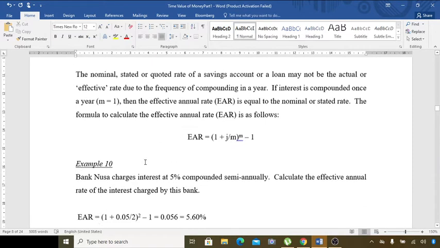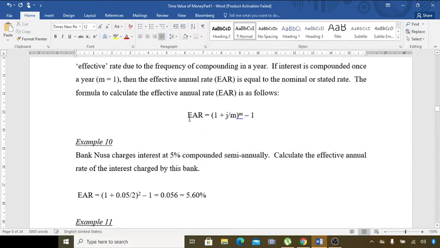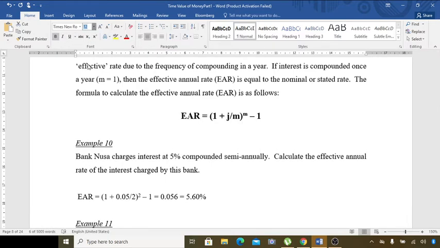Now, the formula is simple. This is the formula. The effective annual rate is 1 plus j divided by m, to the power of m all together, minus 1. So it is not to the power of m minus 1. It is to the power of m. Solve that one first, then only you minus 1.